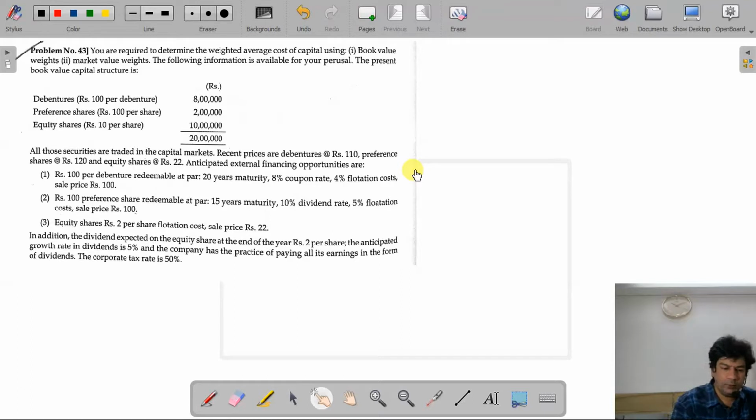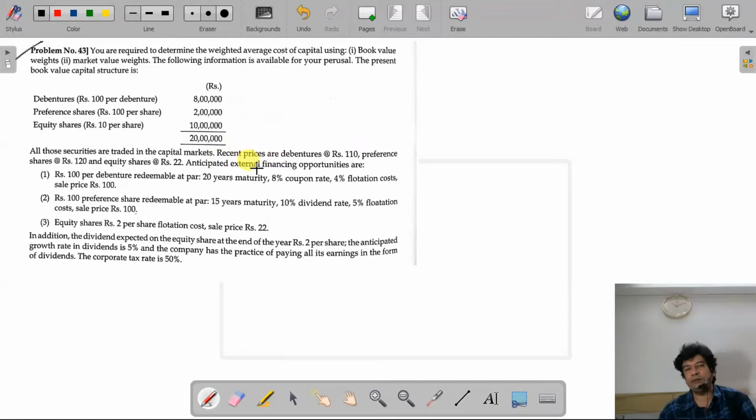You are required to determine the weighted average cost of capital using book value weights and market value weights. So again I will be solving the market value weights. The book value weights are these weights. So this we have already done. So the following information is available for your perusal. The present book value capital structure is given. They have given us debentures, preference shares and equity shares, and all those securities are traded in capital market.